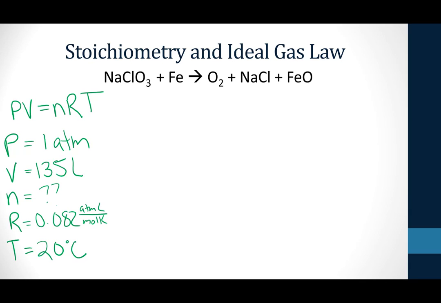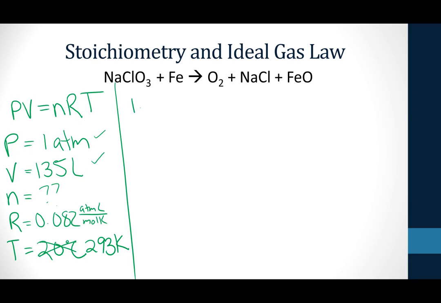Only one conversion that we need to do. So pressure is in atm, that's done. Volume is in liters, that's done. Oh, temperature is in Celsius. So we need to do the conversion. Remember, temperature in Celsius plus 273 will give us Kelvin. And let me just cross it out. So this is 293 Kelvin. Okay. So now it's a simple plug and chug to get us to moles.